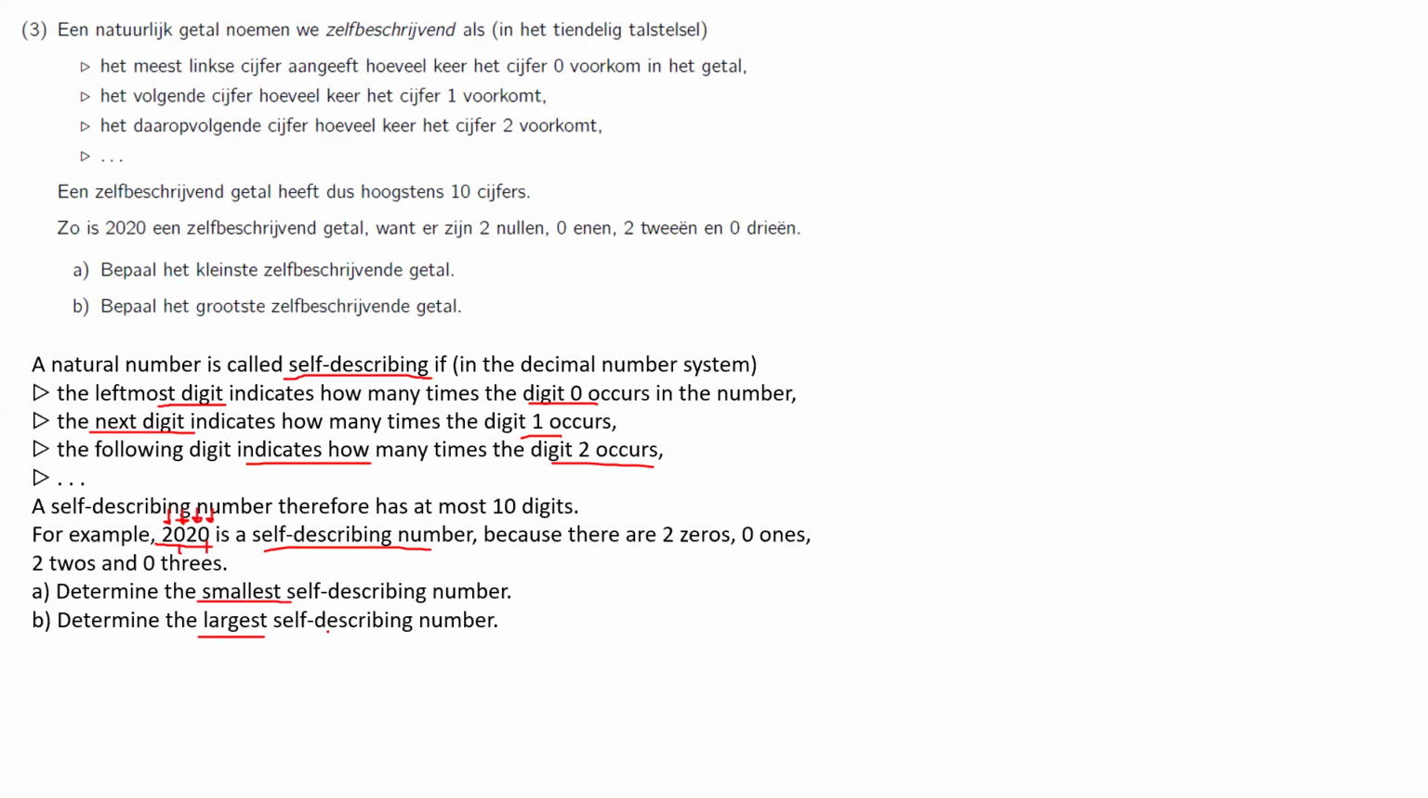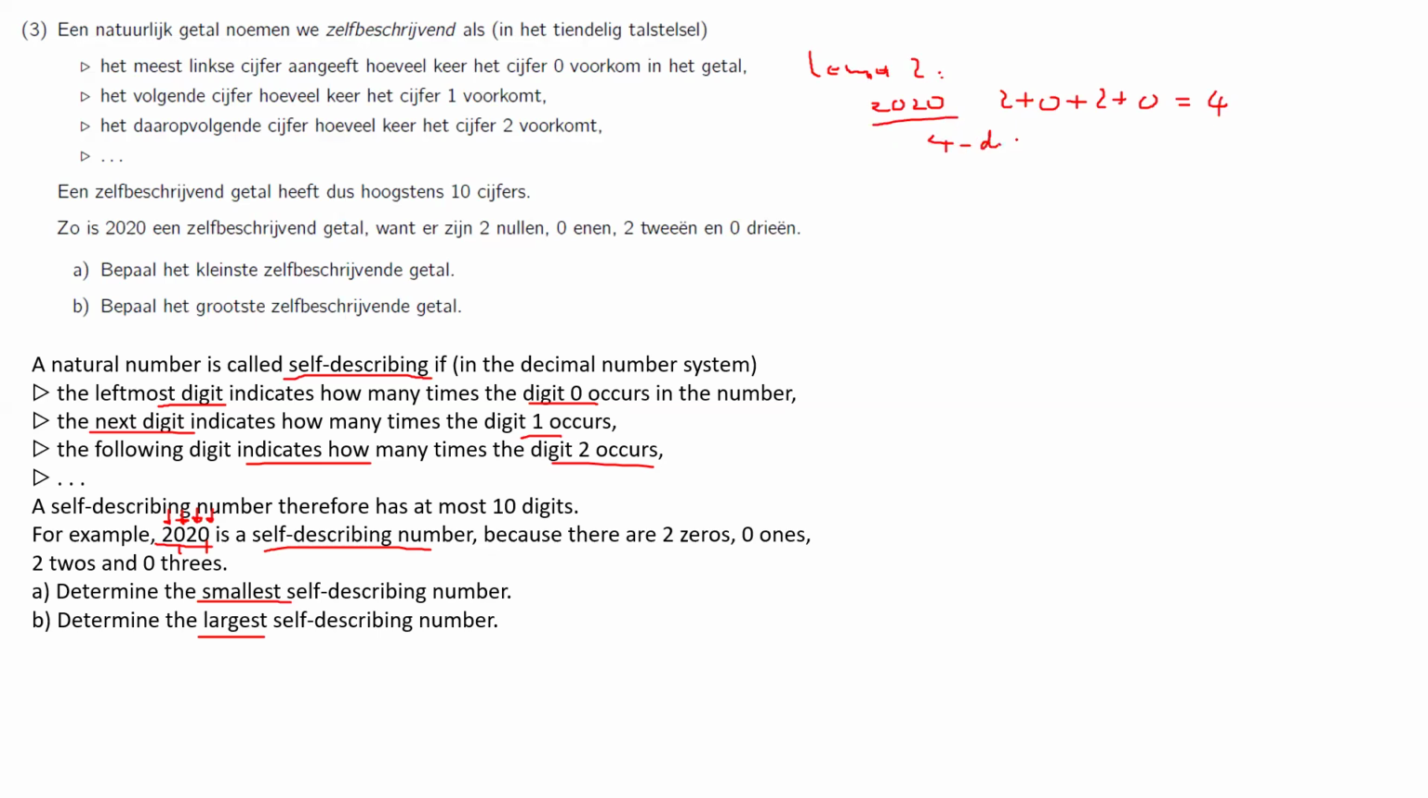To solve this question, of course, we can try some examples. But before that, as a solution, I want to start with two lemmas. Lemma 1: we claim that the sum of the digits in a self-describing number is equal to the number of digits. For example, 2020: the sum of digits is 2 plus 0 plus 2 plus 0, which is 4. And 2020 is a 4-digit number, right?